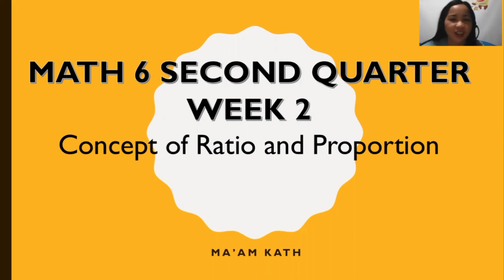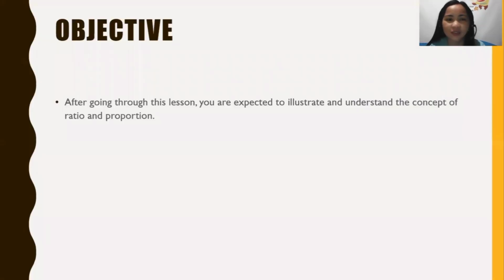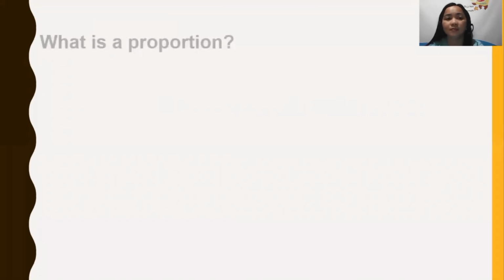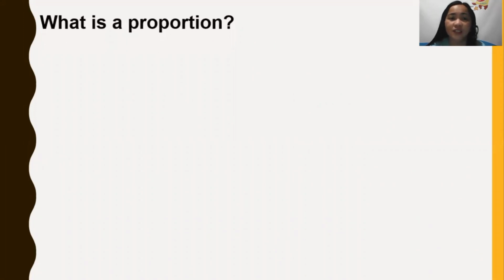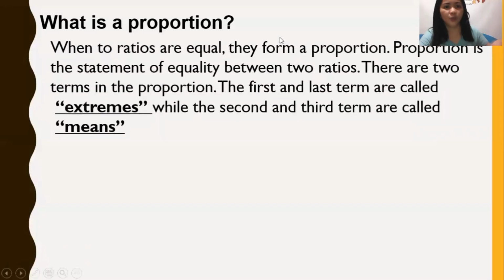So let's start our lesson. The objective of this lesson is, after going through this lesson, you are expected to illustrate and understand the concept of ratio and proportion. First, let's answer what is a proportion. When two ratios are equal, they form a proportion. When we say proportion, it is the statement of equality between two ratios.